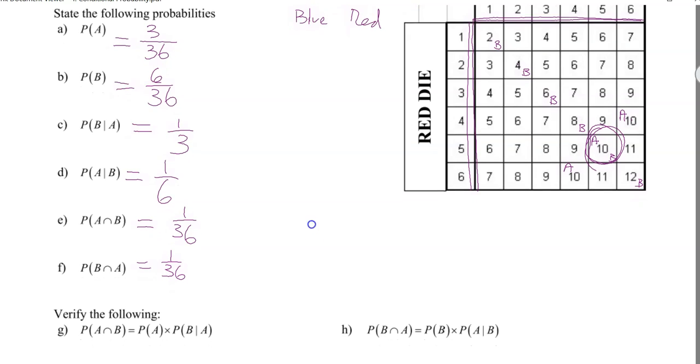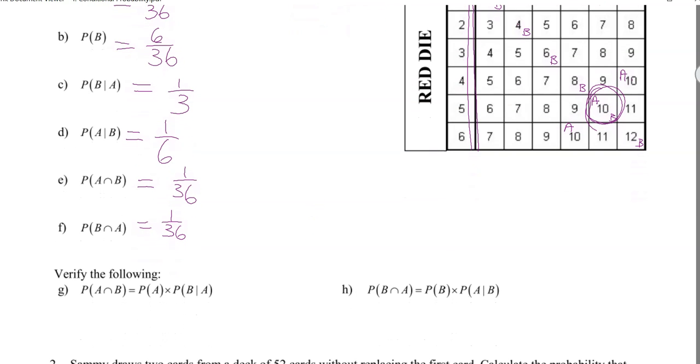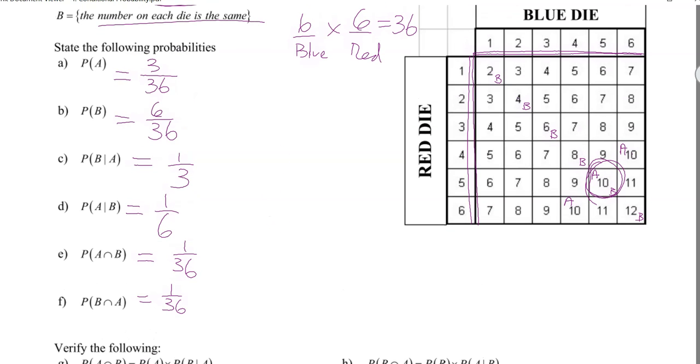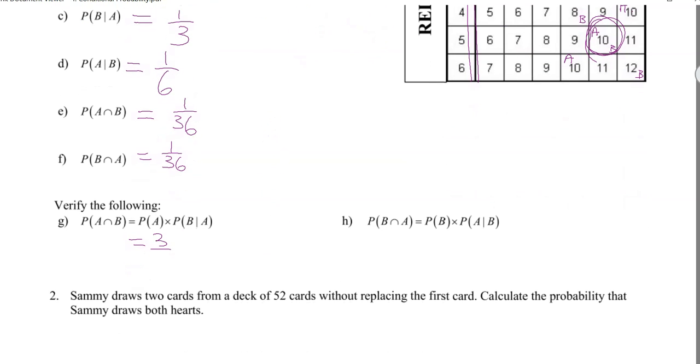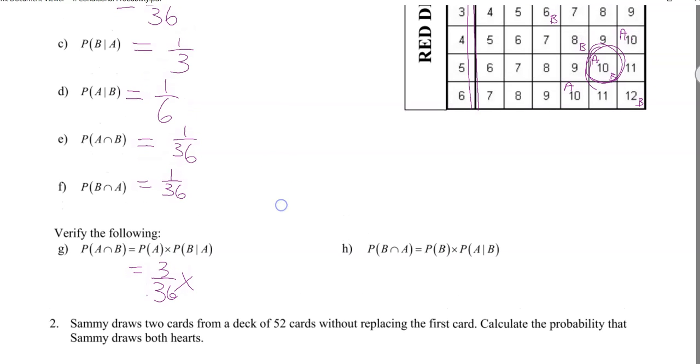Verify the following. So the probability of A and B is the probability of A. The probability of A is 3 out of 36. These actually can be reduced because we're multiplying, but 3 out of 36 times the probability of B given A, which is 1/3, and we end up with 1 out of 36.